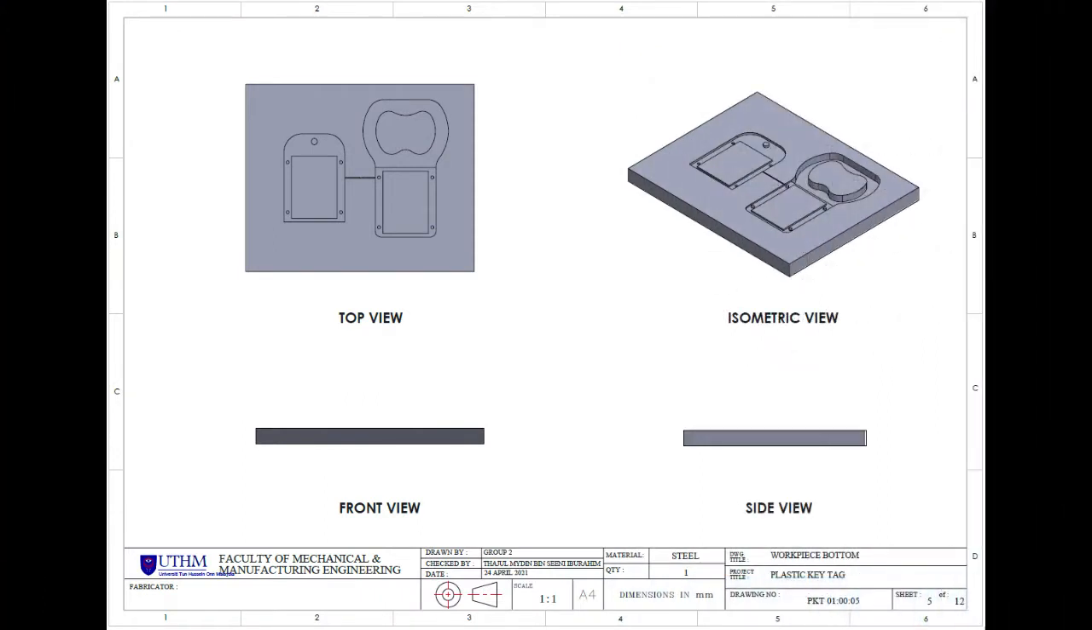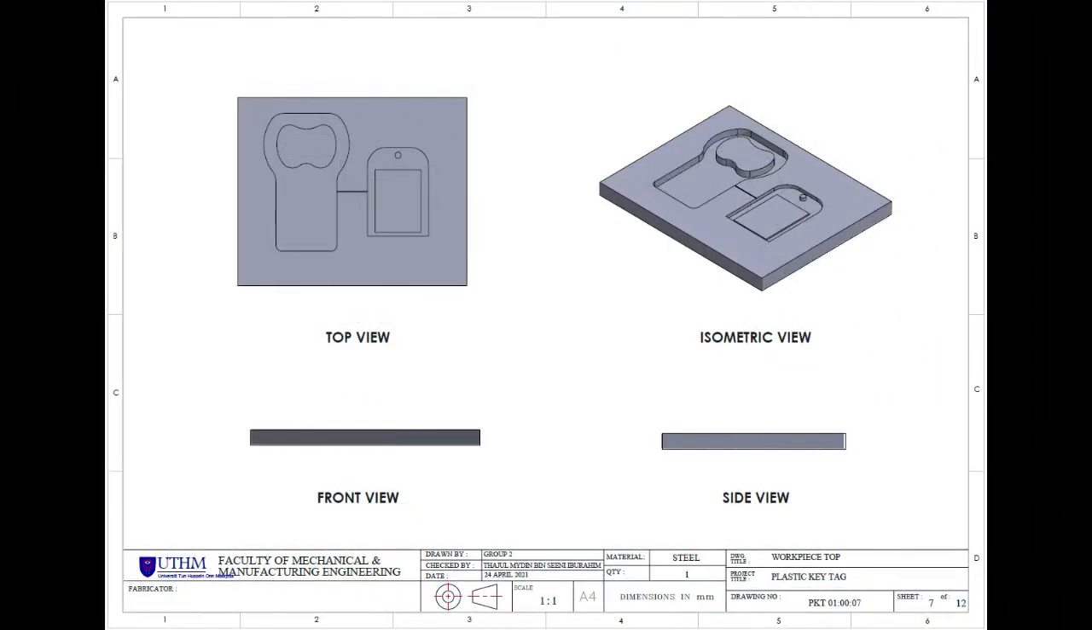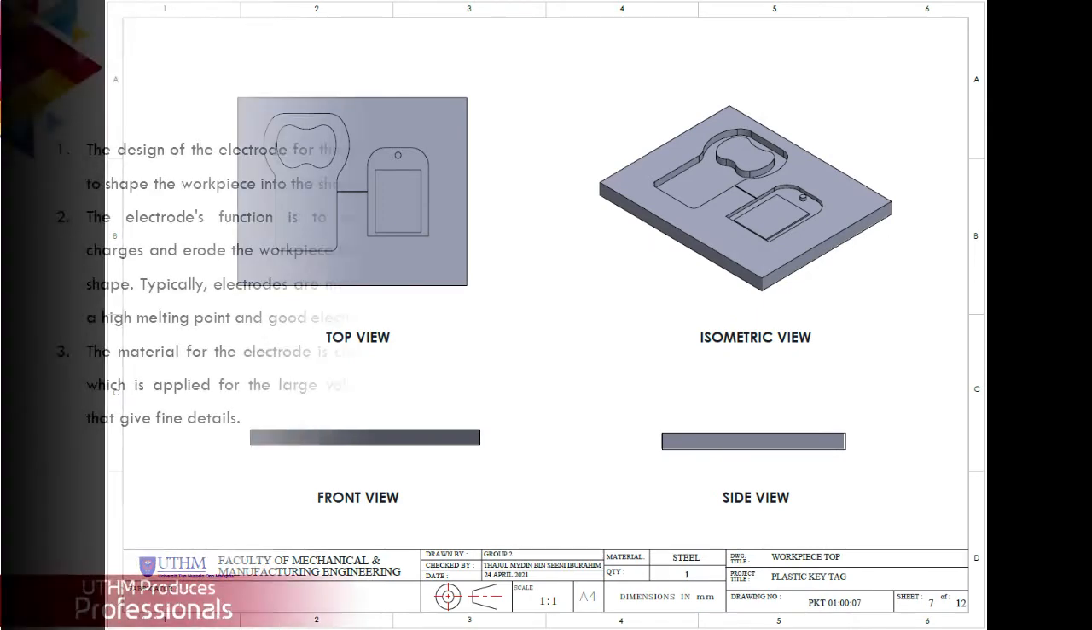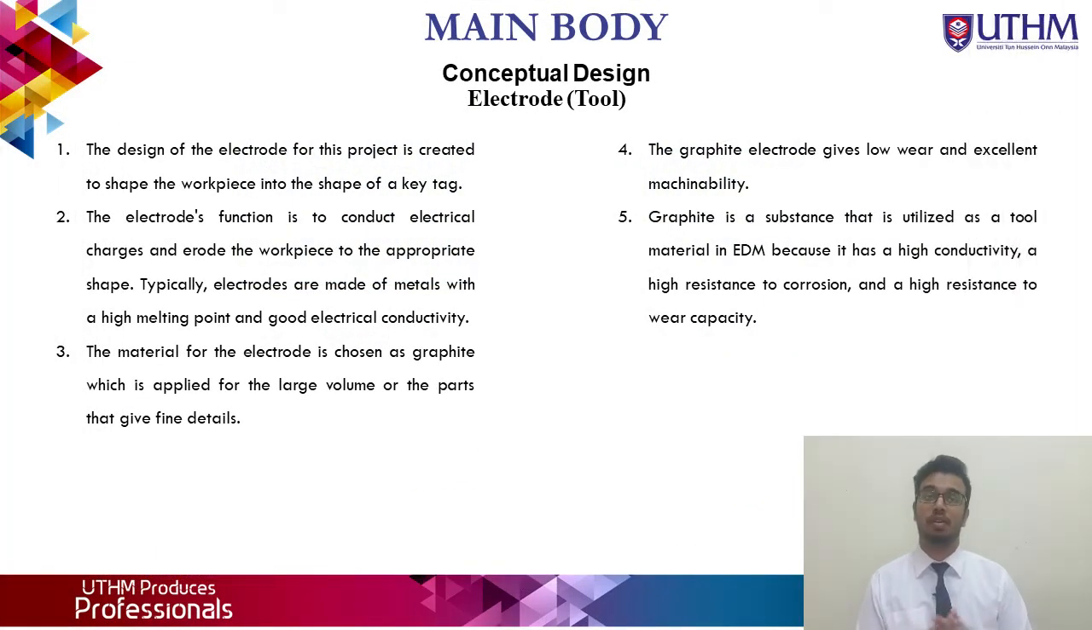As you can see here, this is the workpiece bottom and also this is the workpiece top. So the last part is the electrode or the tool. The design of the electrode for this project is created to the shape of the workpiece, into the shape of a key tag. So the electrode's function is to conduct the electrical charges and shape the workpiece to the appropriate shape.